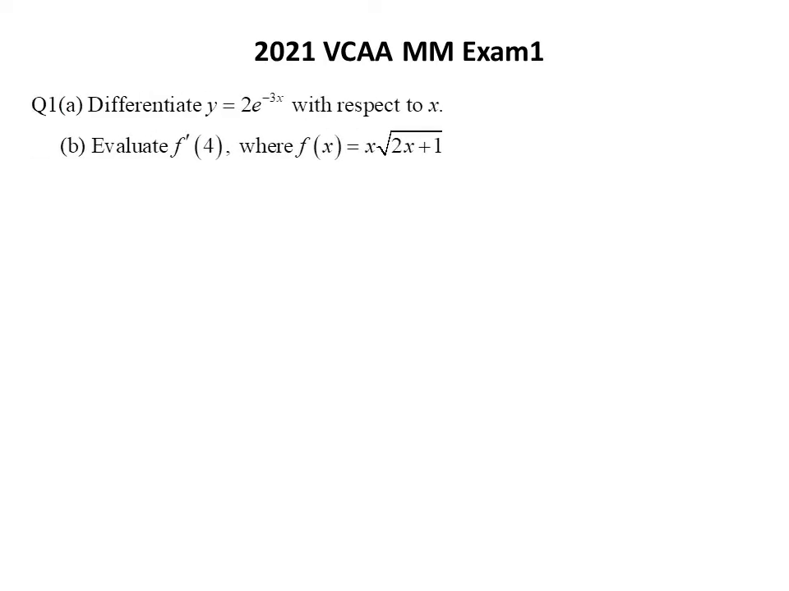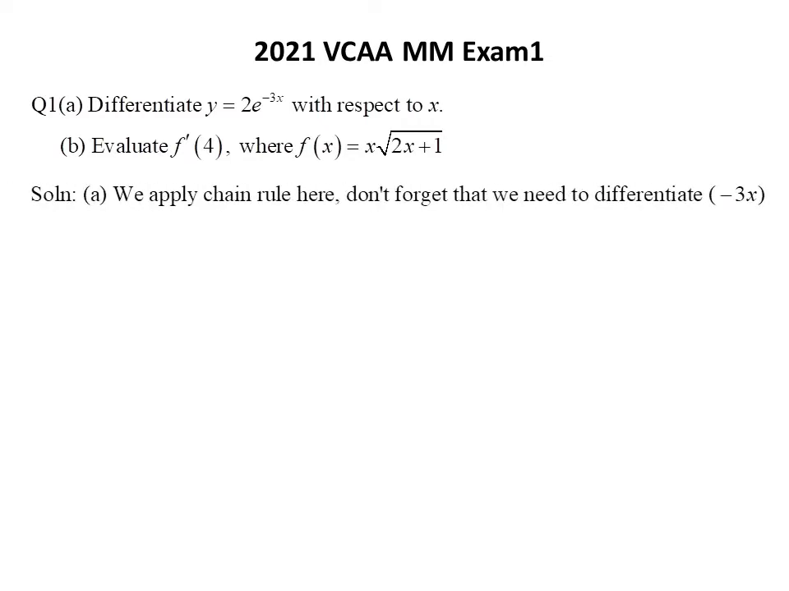As can be seen, the requirement of question 1a is to differentiate the function 2e to the negative 3x, while question 1b is to evaluate f prime of 4 given that f of x equals x multiplied by the square root of 2x plus 1.